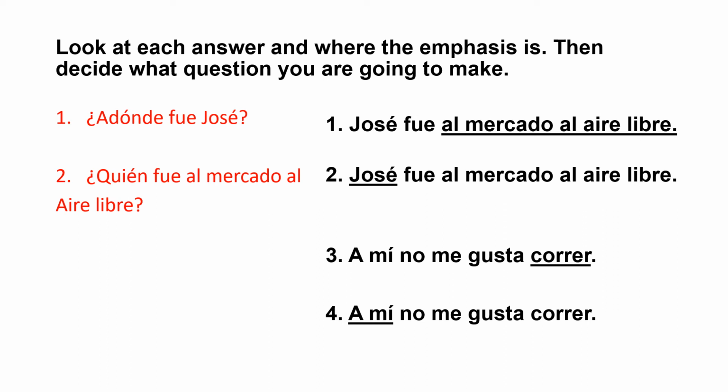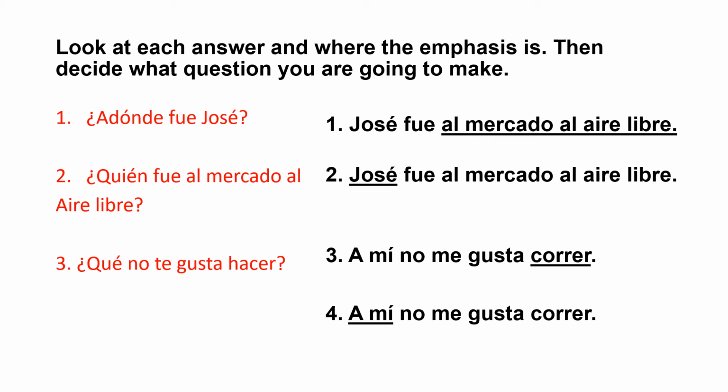Let's see these other examples, number 3 and 4. As you can see, you have the very same sentences with different emphasis. The first one I'm saying, a mí no me gusta correr. This is what I don't like to do. A mí no me gusta correr. I'm not saying I don't like to read, I don't like to cook, I don't like to run. That's what I'm saying. So your question should be, what don't you like to do? ¿Qué no te gusta hacer? A mí no me gusta correr.